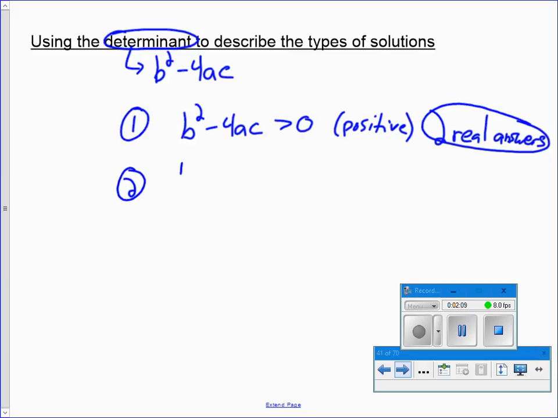Second case is we plug in b squared minus 4ac from a quadratic equation, and it actually equals 0. It is 0. So 0 is pretty unique. It only has one square root. Square root of 0 is 0. In that case, we only have one real solution.